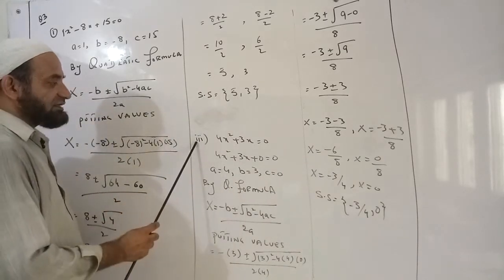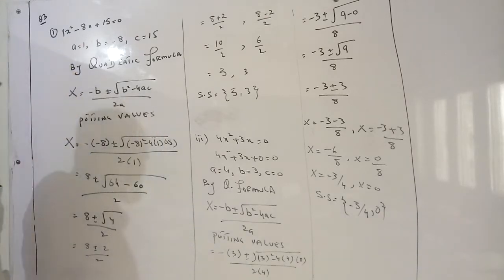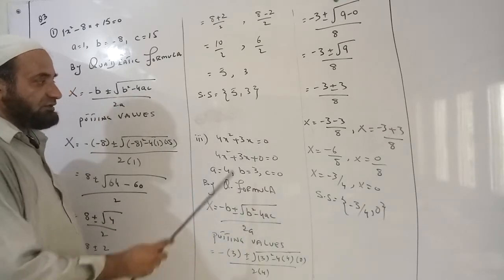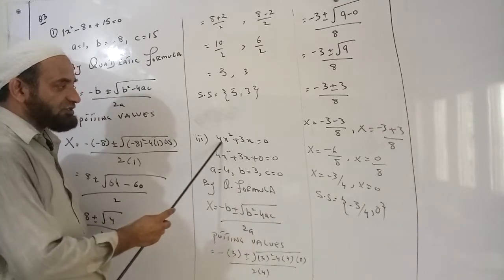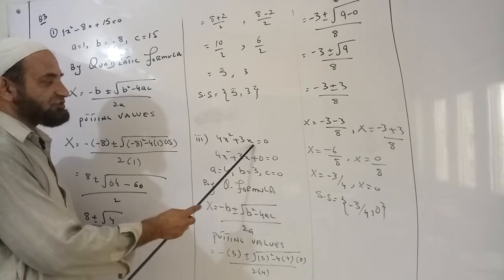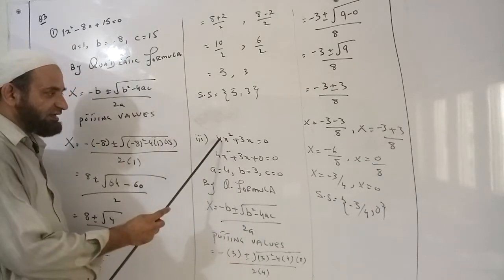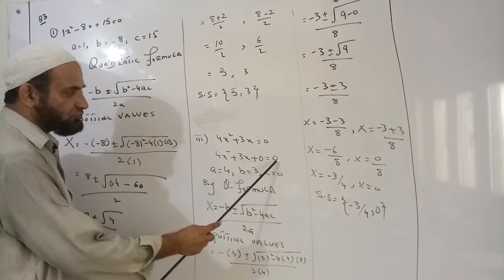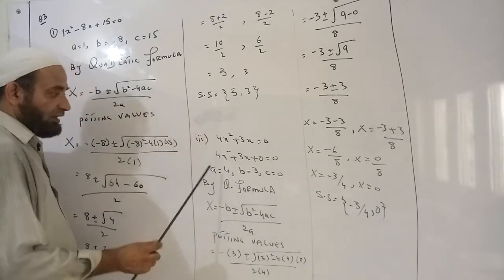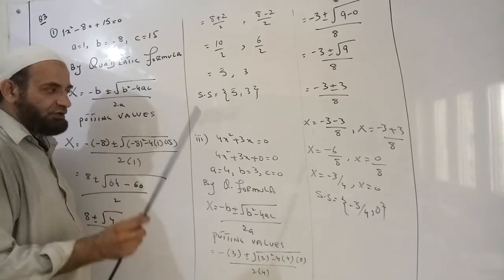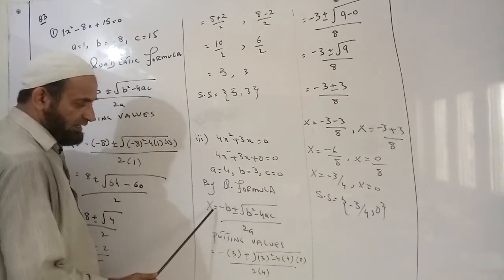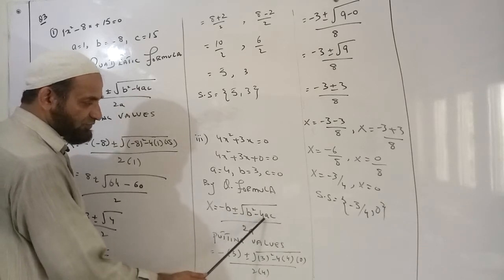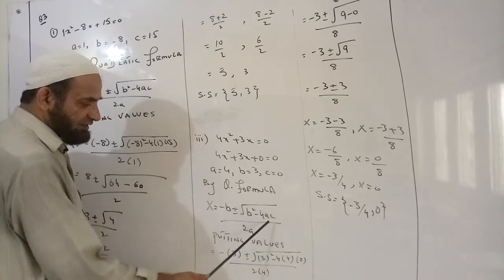Now we start part 3. In part 3, the question is 4x square plus 3x equal to 0. This quadratic equation is not complete; the constant term is not there. Therefore, I have written it this way: 4x square plus 3x plus 0 equal to 0. Again, we can apply the quadratic formula. I have written the quadratic formula: x equal to minus b plus minus square root of b square minus 4ac, divided by 2a.